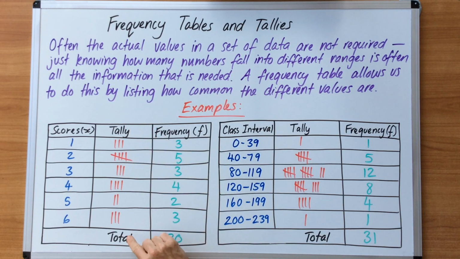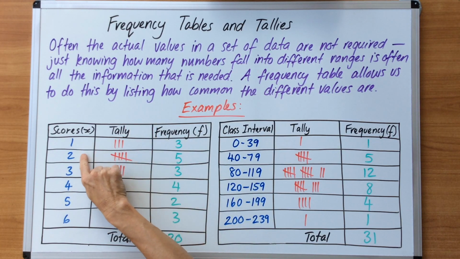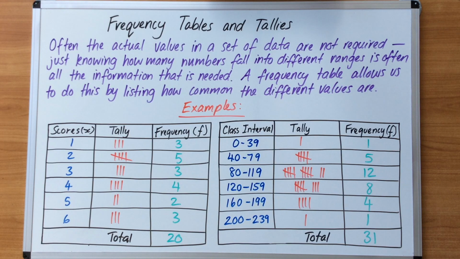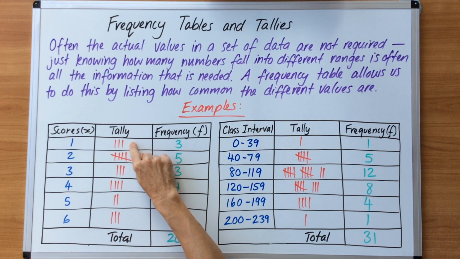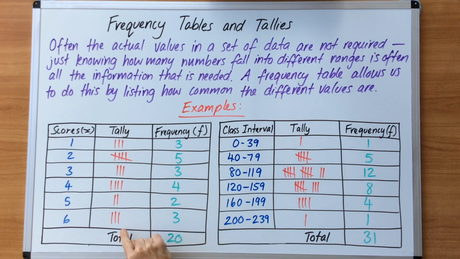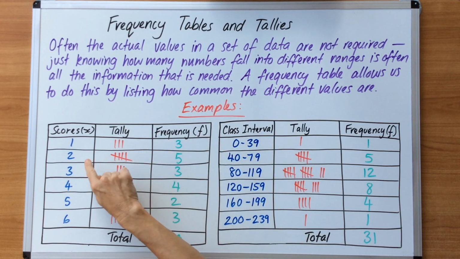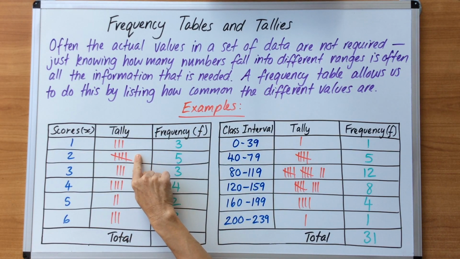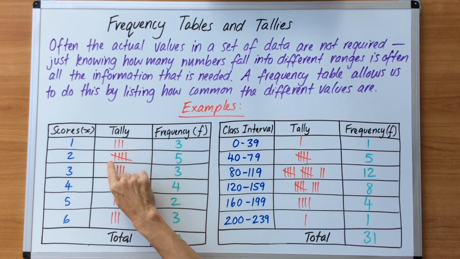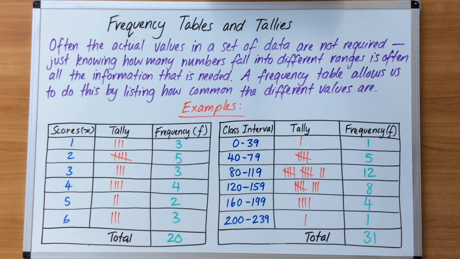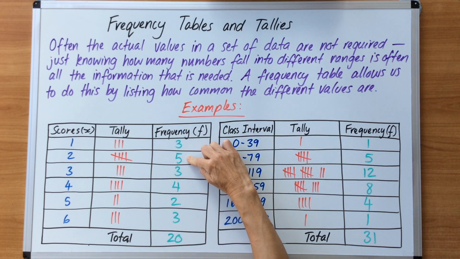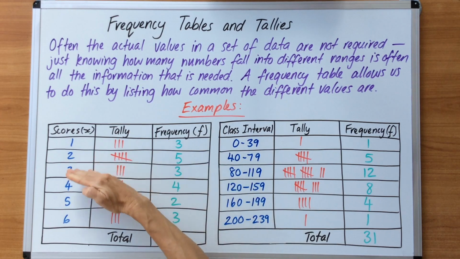The tally section indicates how many times that score appears in the data that we are given. So for example, the number 1 appears 3 times. We strike 3 little vertical lines for our tally section. And in the frequency column, we write the digit. The number 2 appeared 5 times. So in order to create a little section of 5, 4 vertical lines and then a diagonal. That appeared 5 times, so we write the digit 5, and so on.